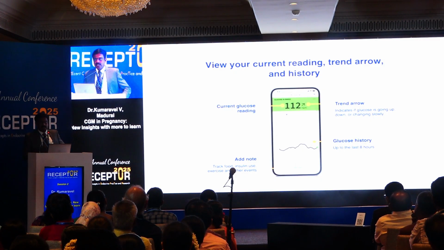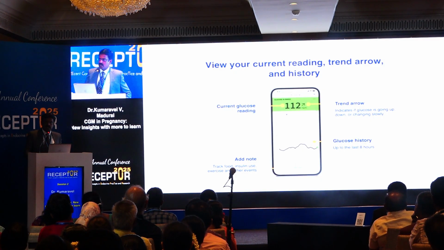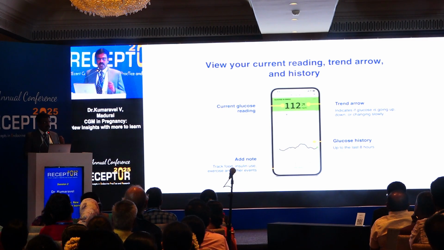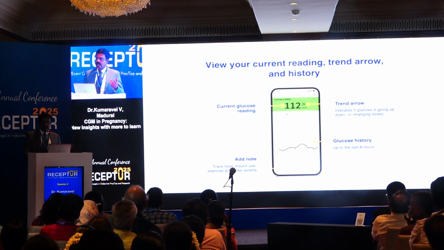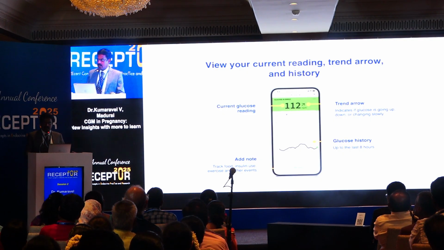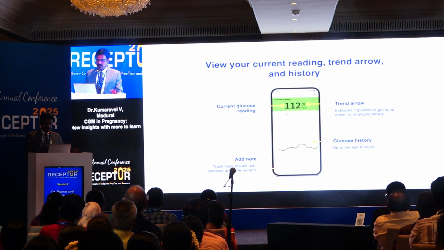The advantage here is especially in type 1 diabetes where your child is going to school. The parents can tell the child to scan in the school. So in the interval when the child scans and the blood sugar is 60, the parents can alert the teacher to give some eatables or something. So remotely you can monitor with this CGM. It is very, very useful.